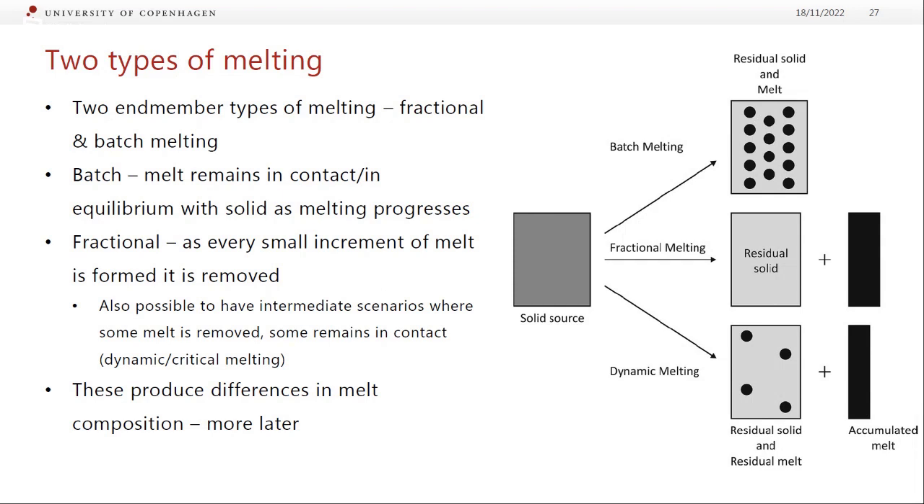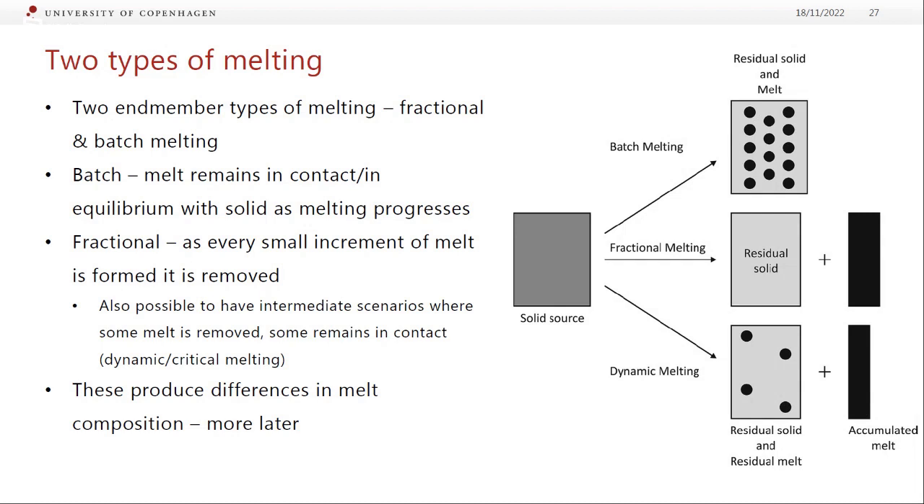For batch melting, as we create a melt, it basically sits around in contact with the solid, and it's in equilibrium with the solid. This means it's able to keep exchanging elements back and forth, so that if I melt something 1%, then I melt it 20%, I never removed that 1% melt, it just hung around, and they can stay in equilibrium.